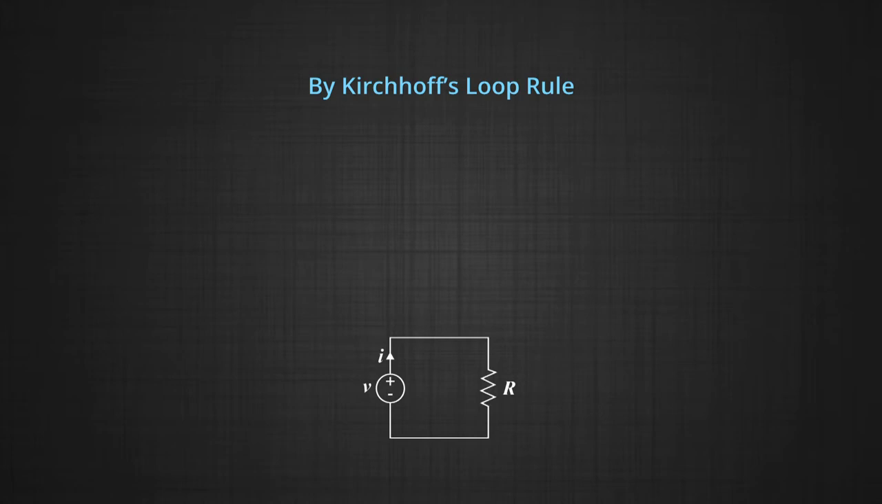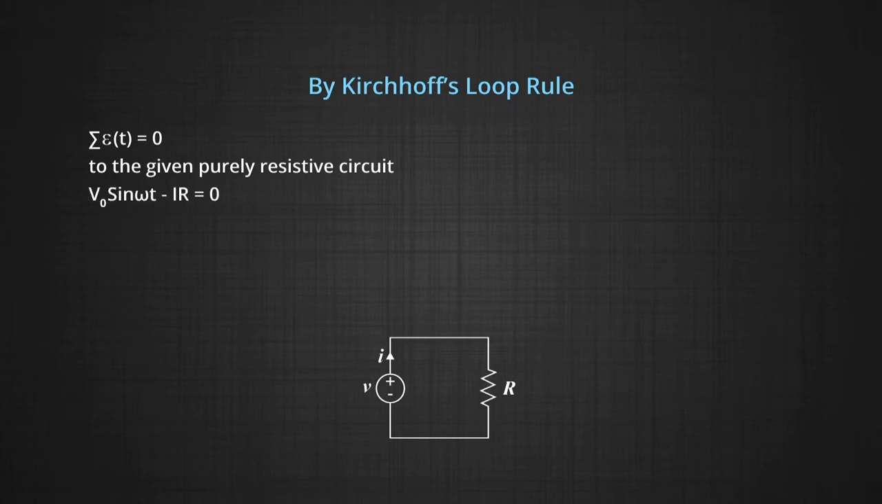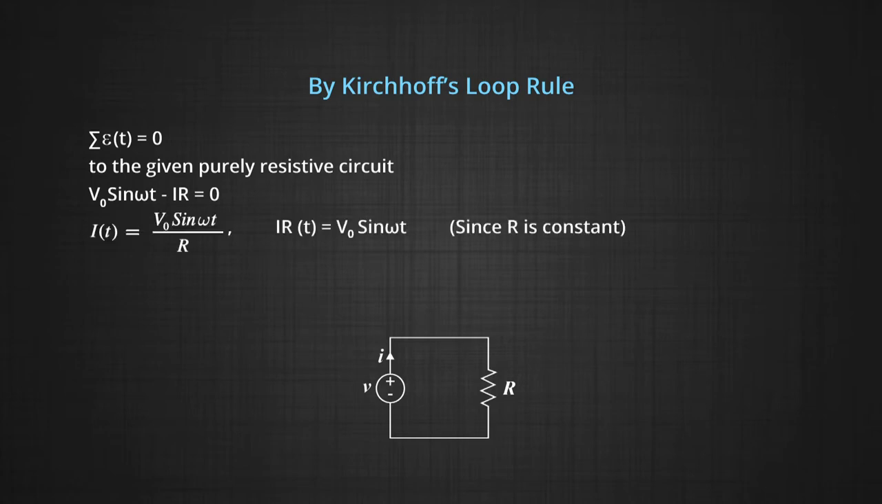Since we know that we have a circuit here, an AC source where resistance is connected in series, according to Kirchhoff's law, as we have done earlier, the second loop rule says sigma E is equal to 0. That is, for the given purely resistive circuit, we have V naught sin omega t minus I r is equal to 0. That is, I is equal to V naught sin omega t divided by r, where I r is equal to V naught sin omega t.